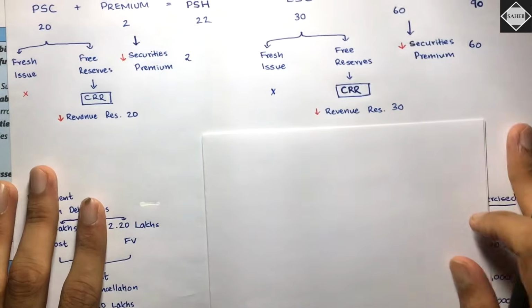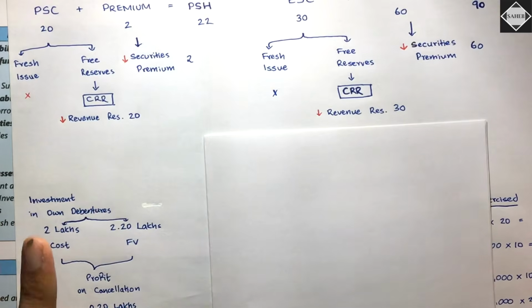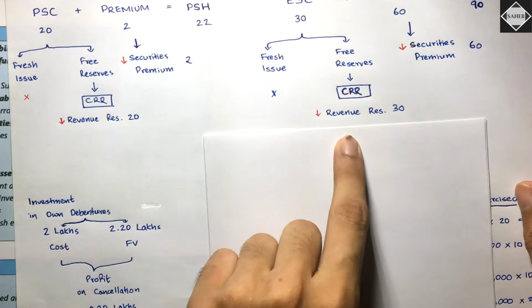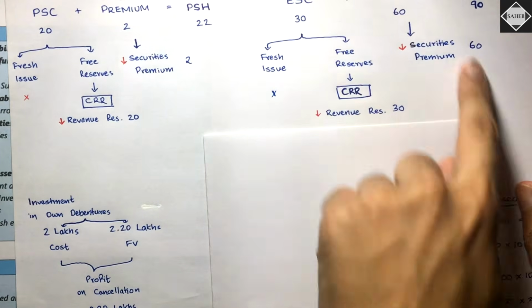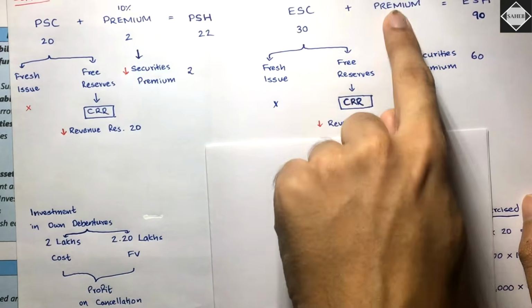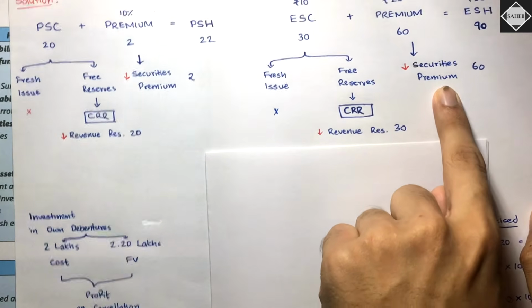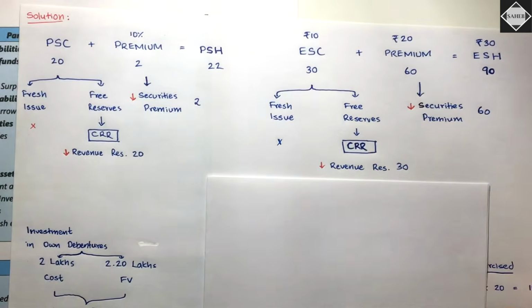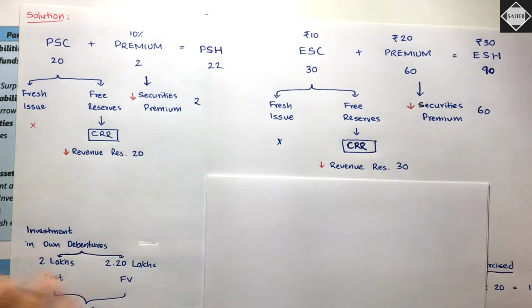So this is the buyback. Capital is being replaced by this CRR, and then here you have written off the premium on buyback through securities premium, and then you will be making the payment entry. Is it clear? Simple.